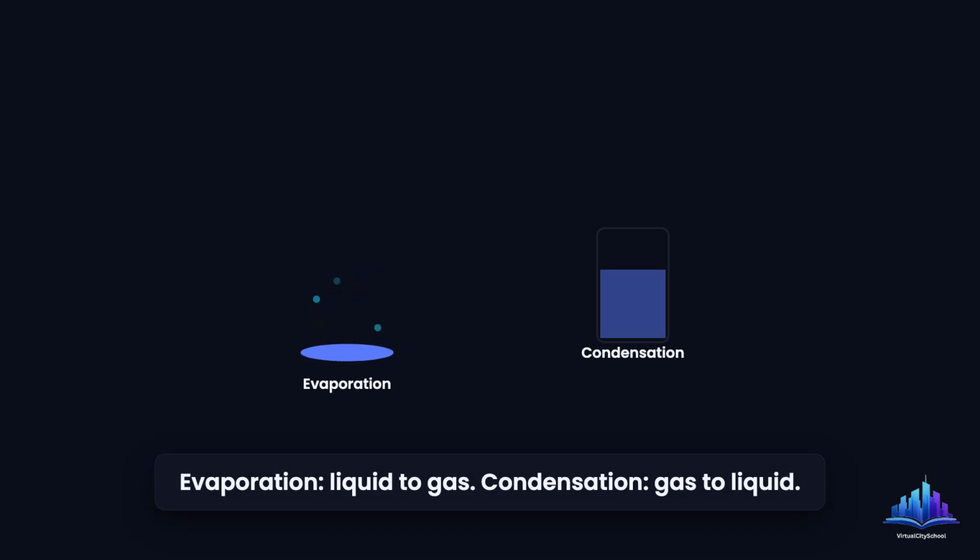A puddle left on a hot pavement slowly disappears through evaporation, as particles at the surface gain enough energy to escape into the air as gas, even though the puddle never actually boils. And that's also why a cold glass of juice fogs up on a humid day. Water vapor in the warm air loses energy when it touches the cold glass and condenses back into tiny liquid droplets on the outside. Evaporation and condensation are exact opposites of each other, just like melting and freezing.